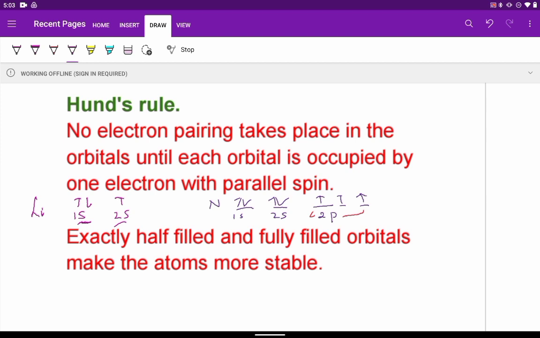In case of nitrogen, 7 electrons are to be filled. First 2 electrons go to 1s, so 1s2. Next 2 will go to 2s, so 2s2. You see there are upside and downside arrows, meaning they have opposite spins, clockwise and anti-clockwise. In case of 2p, there are 3 orbitals, 2px, 2py and 2pz.